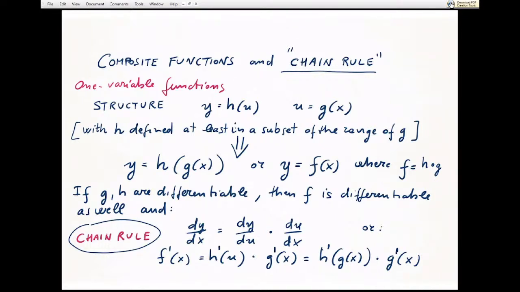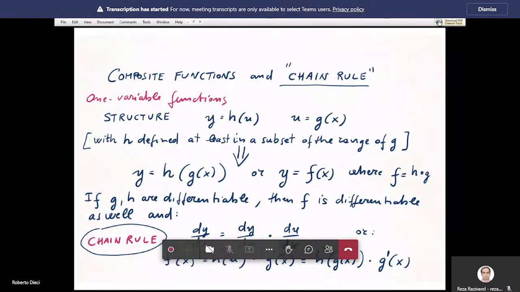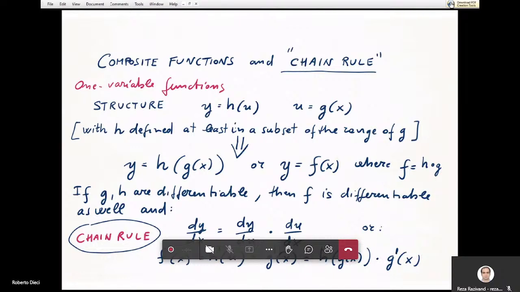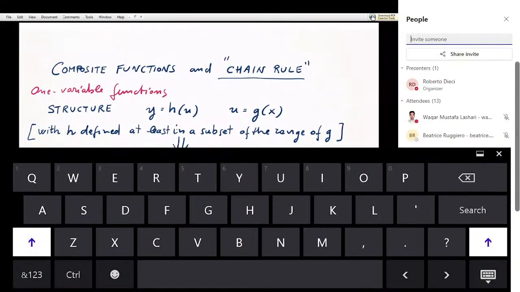Okay. Today, let me record the class. Basically, today I'm going to show you the remaining rule for computing derivatives of two variable functions, with one example also with multivariable functions.